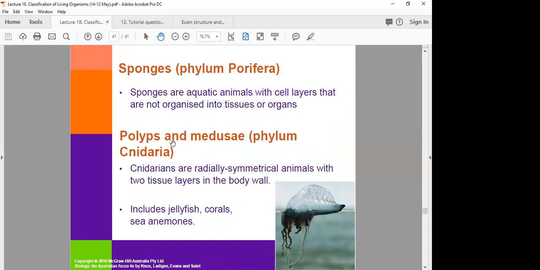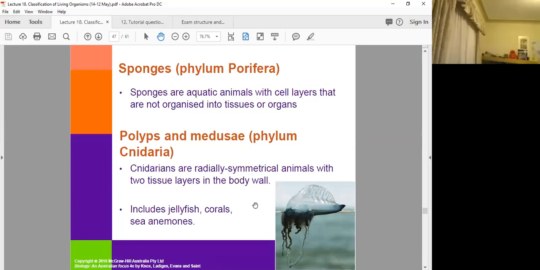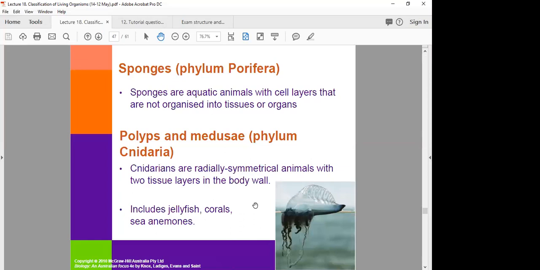Our next group, the polyps and medusae, otherwise known as the cnidarians because they belong to phylum Cnidaria. These are animals with radial symmetry and they have two tissue layers in the body wall. So this includes jellyfish, corals and sea anemones. Does anyone recognise this one here? Very, very Australian. Portuguese man o' war is what they call it? Could be. Blue bottle, yes. Yeah, blue bottle.